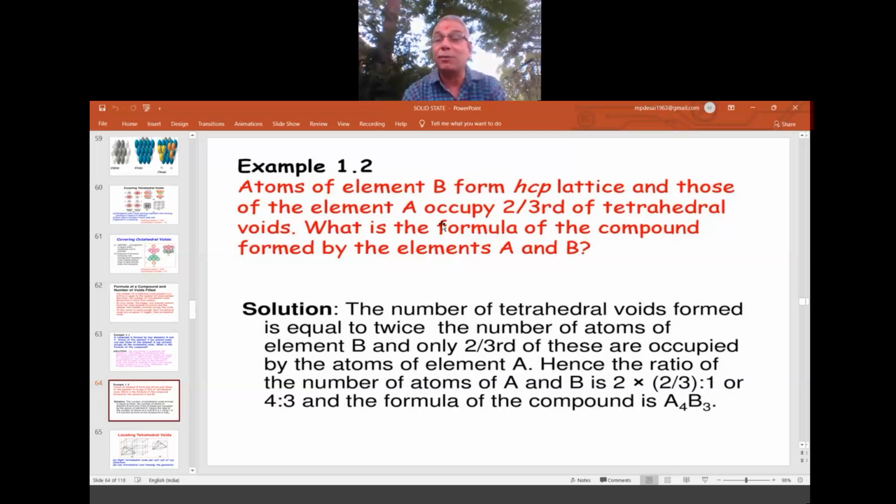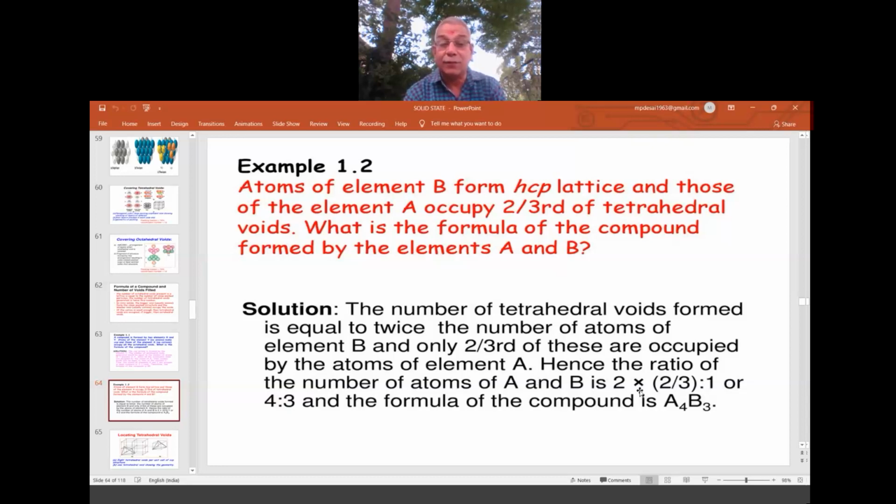So what is the formula of the compound formed by the elements A and B? The number of tetrahedral voids formed is equal to twice the number of atoms of element B, correct? It is 2n. So this is double, 2n, compared to the number of B. So 2/3 of these are occupied by the atoms of element A.